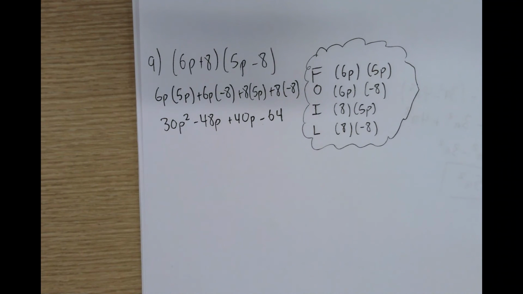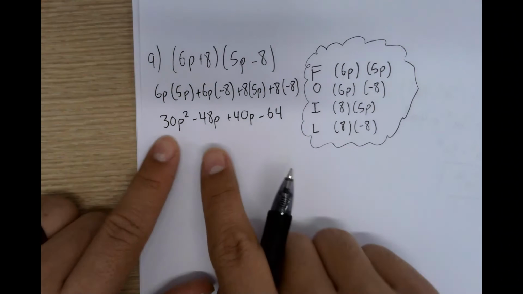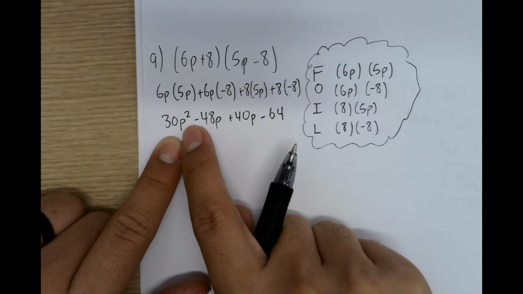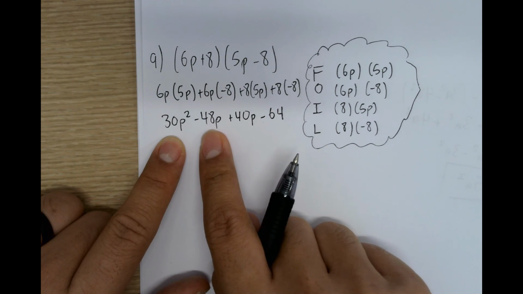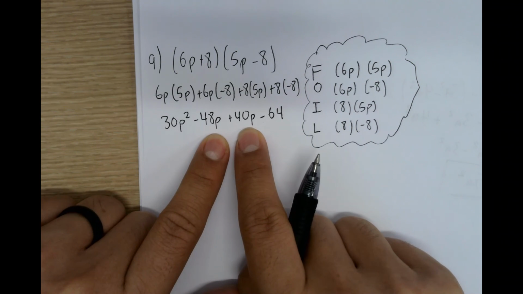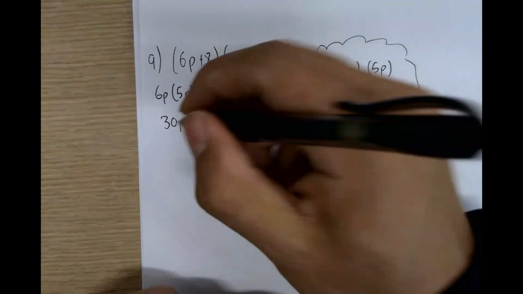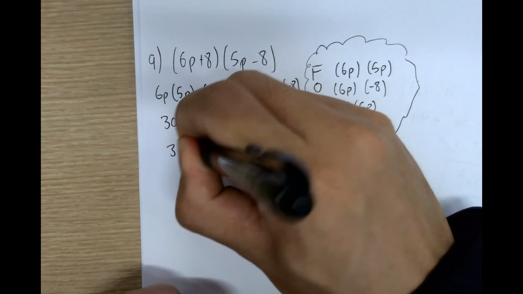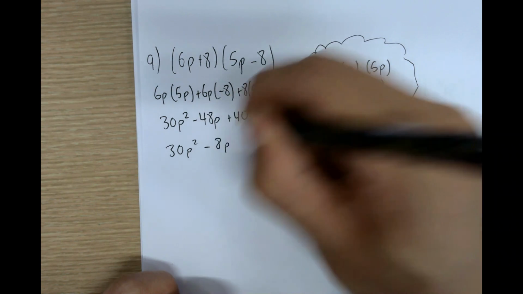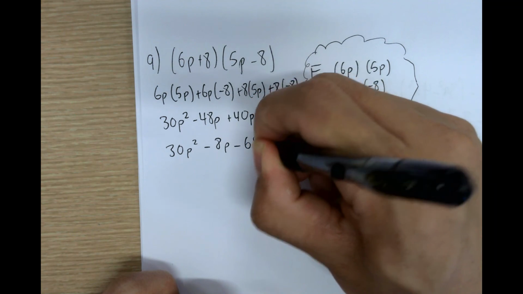The last thing we have to do is see if there's any terms that we can combine that are like terms. You can see here that, okay, they both are p, but this one is p squared while this one is only p, so you cannot combine those. If you look, these both have a variable of p, and we can combine them. So then this would equal 30p squared. The negative number is bigger, so this would be negative 8p minus 64. And that would be our answer. And that's it.